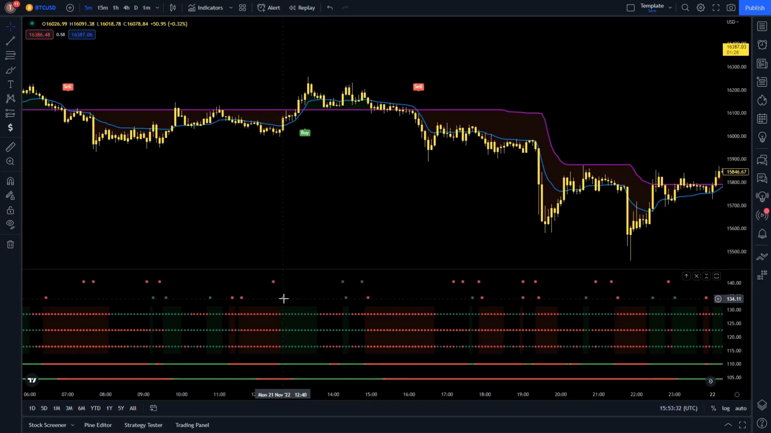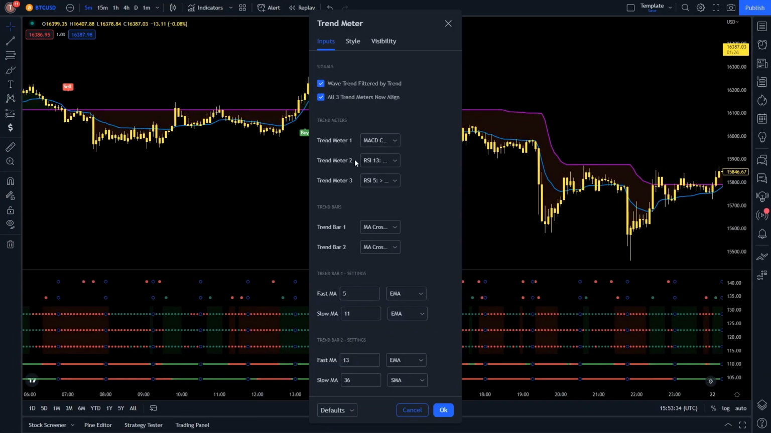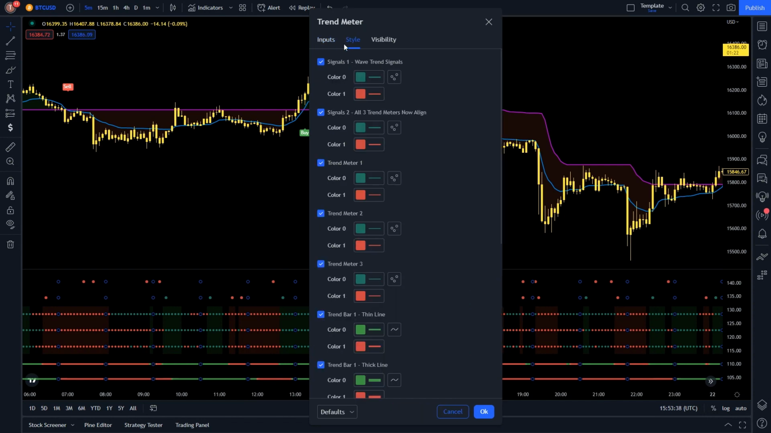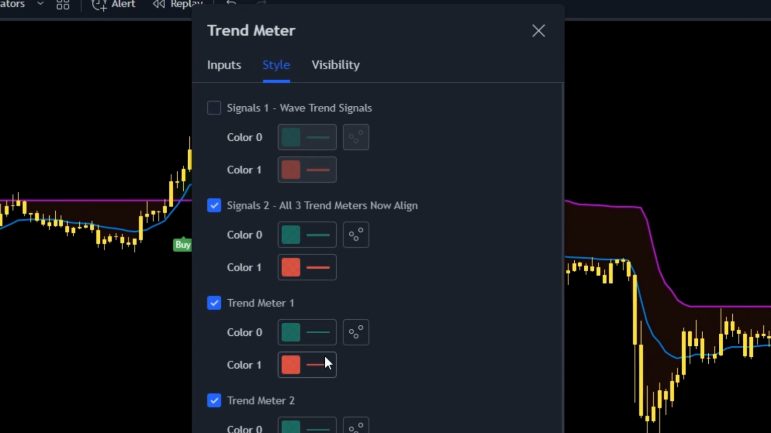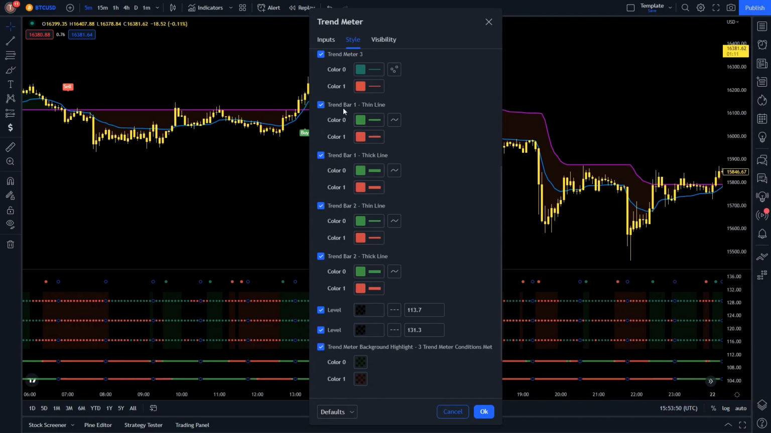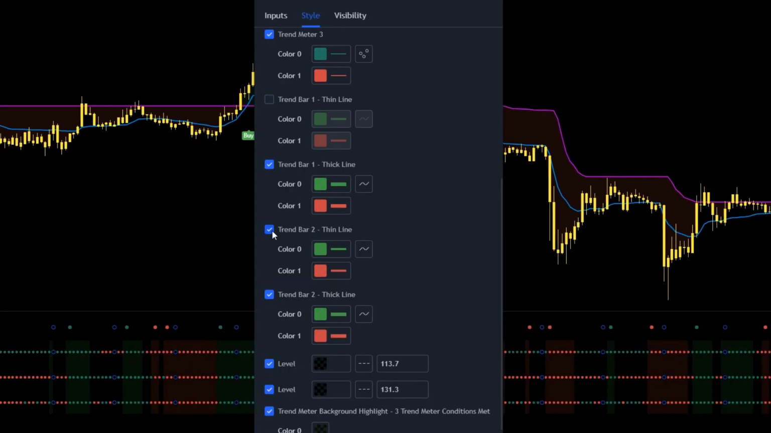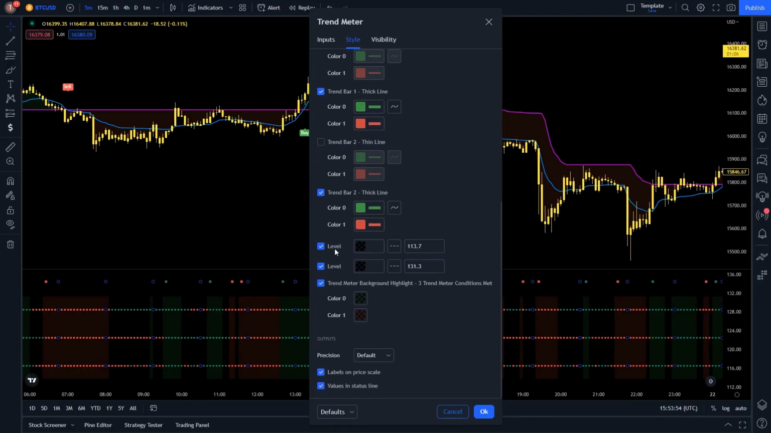We're going to double click on the trend meter again for this. We're going to open its settings, leave the inputs the same, and then on style we're going to remove signal 1, scroll down, and then we're going to remove these 2 thin lines here. You can leave the thick lines, and then we're also going to remove the trend meter background highlight.